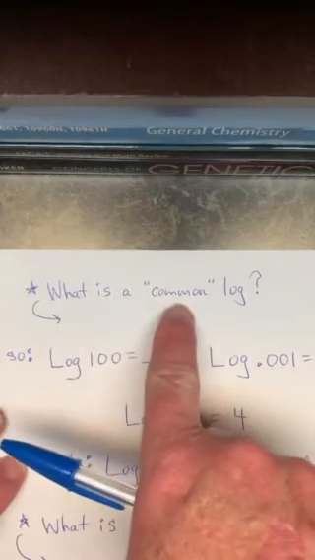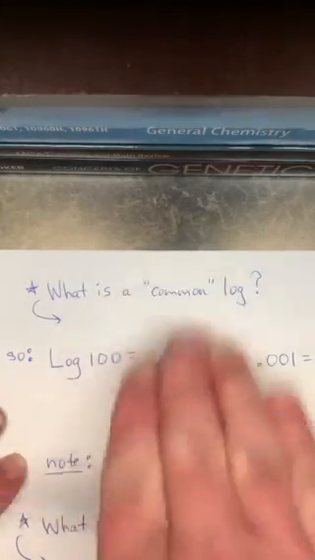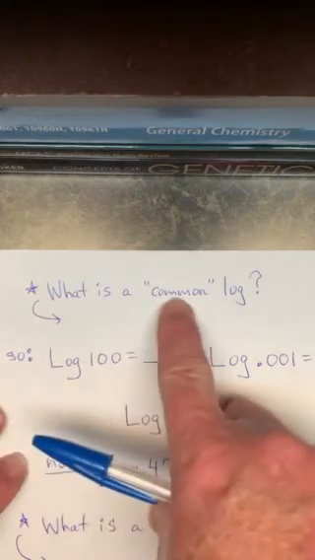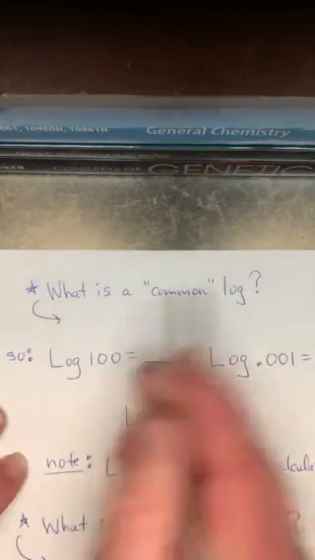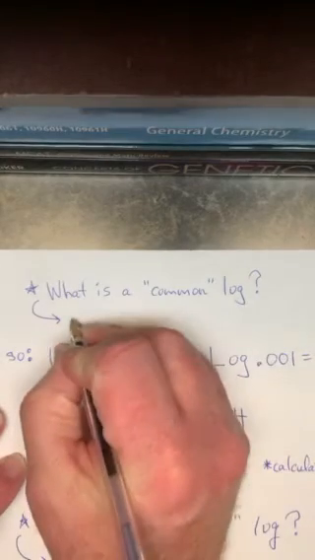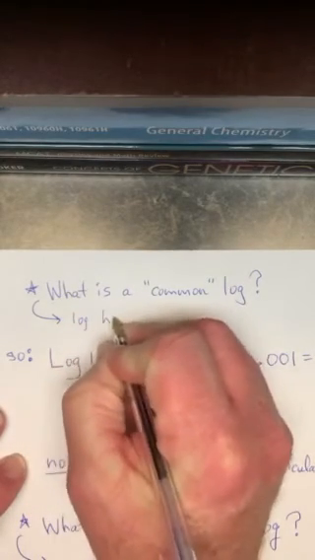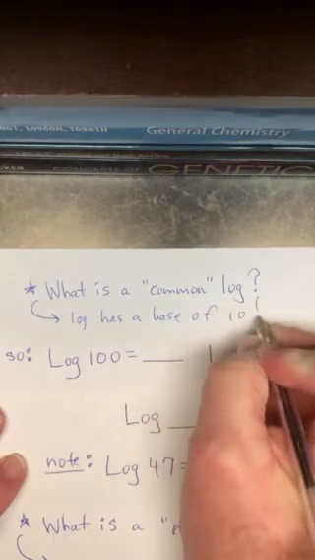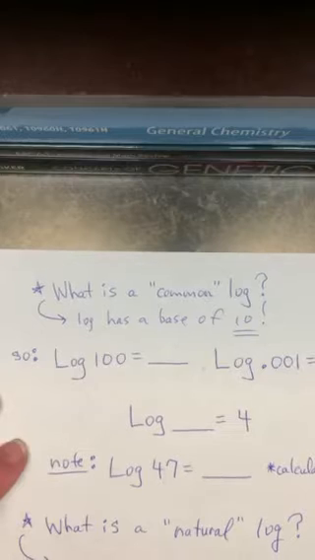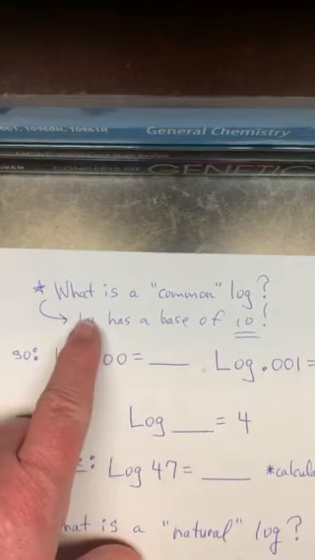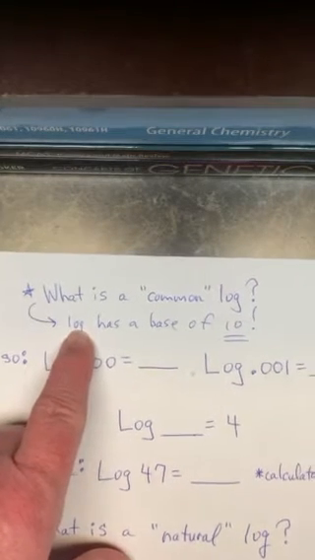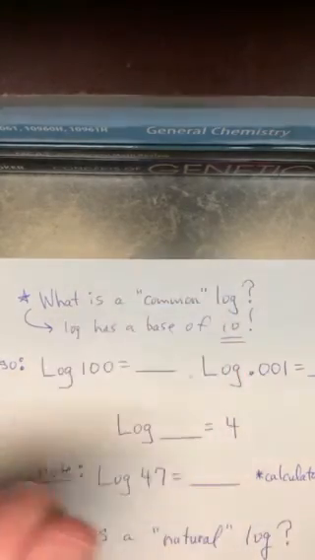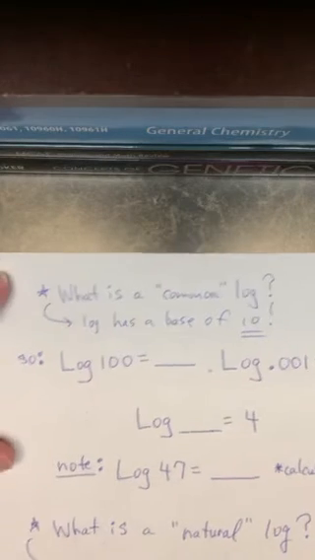What is a, quote, common log? So the next thing on your notes, put a star and put the big question: what is a common log? The answer to that question, I'll just come out and tell you, is any log that has a base of 10, exclamation point. Anytime you have a logarithm and it has a base of 10, that's called a common log, and that's the log button on your calculator.